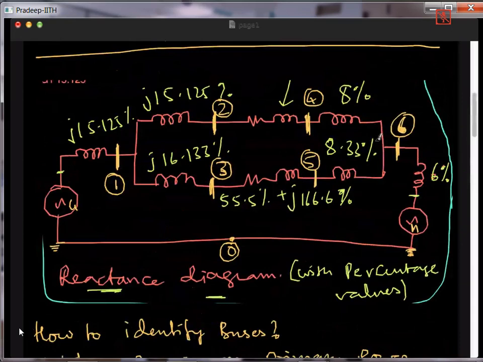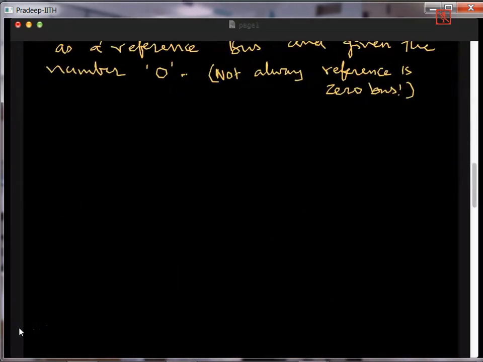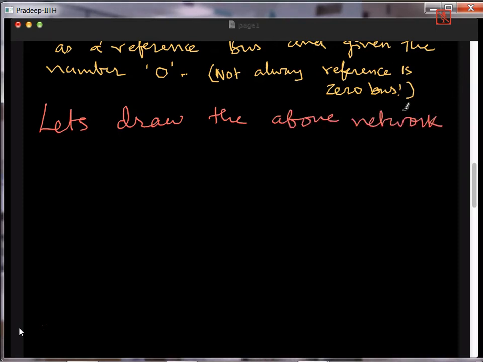So now I'd like to draw this in a different structure. So you see 1, 2, 4, 3, 5, 6 like this. I'd like to draw it as a graph. So slowly we are coming to a little bit more fun, abstract concept. Let's draw the above network as a graph.